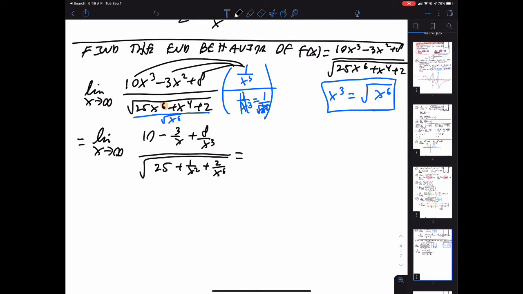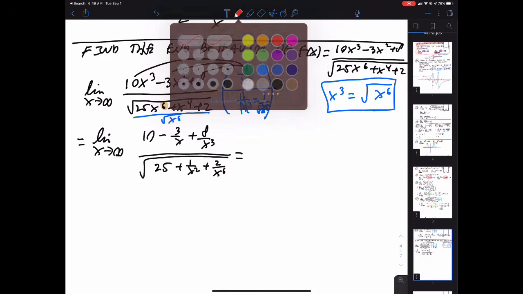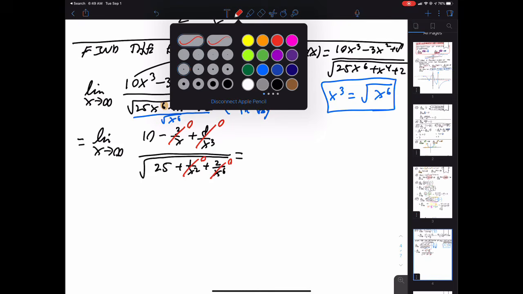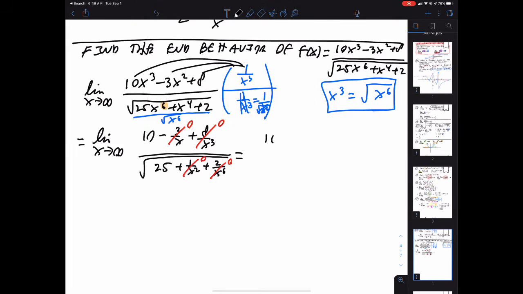As you can see, if we have a constant number of pizzas divided by infinite people, that goes to 0, that goes to 0, that goes to 0, that goes to 0, because we're splitting our pizza with infinite number of people. What we're left with on top is a 10, and on the bottom, square root of 25, so 10 over 5, 2. So what did we learn? There's a horizontal asymptote to the right of 2.